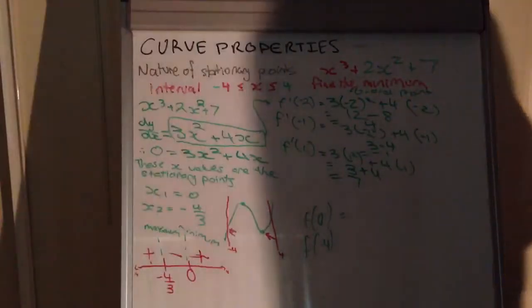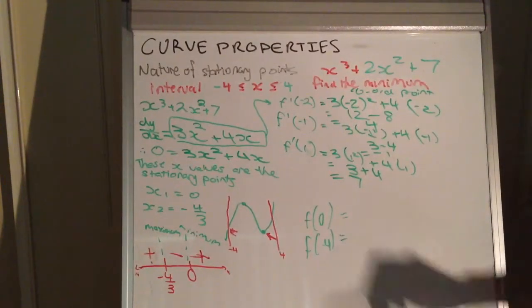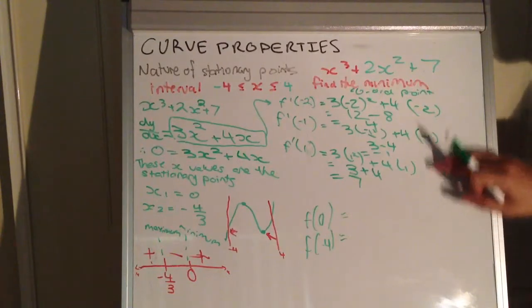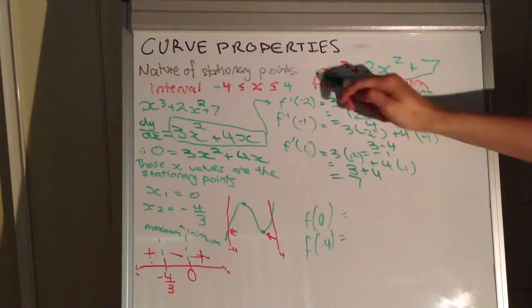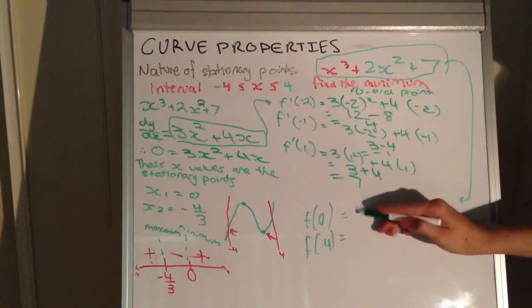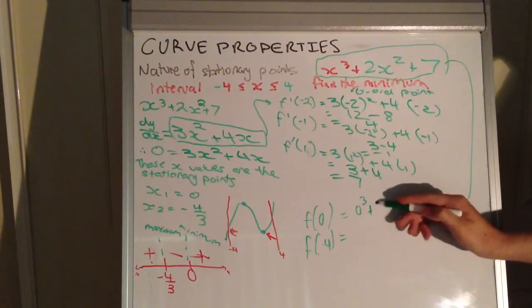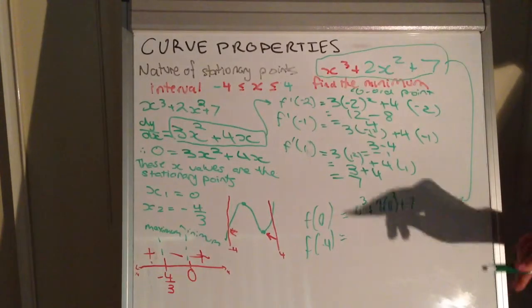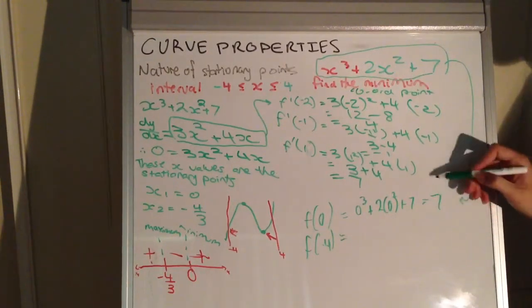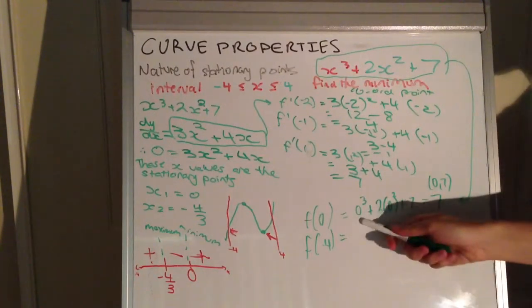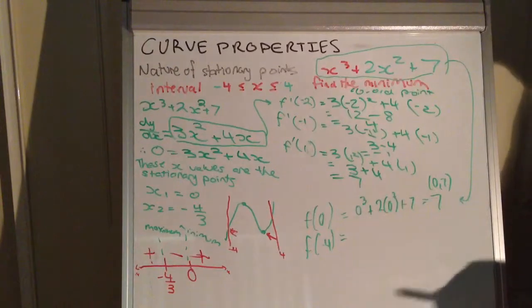Nope. Okay, so now what we do is we're just finding out again what happens on our function. So the f of 0, we take our original function, and it's 0 to the power of 3 plus 2 lots of 0 squared plus 7. So it's going to be equal to 7, the coordinate point 0, 7 there. You can see how I got that because that's 0 plus 0 plus 7, 7.